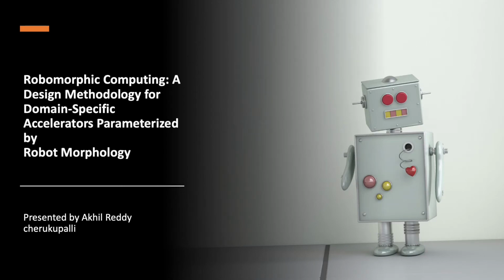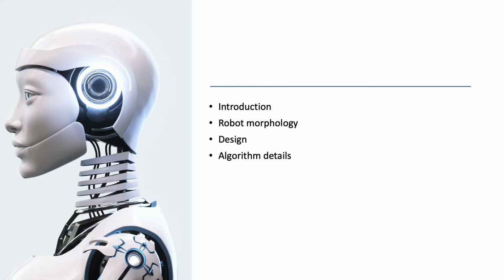I have chosen the topic Robomorphic Computing, a design methodology for domain-specific accelerators parameterized by robot morphology. So we have many complex robots such as manipulators, quadrupeds and humanoids. They can safely interact with people in dynamic, unpredictable environments.